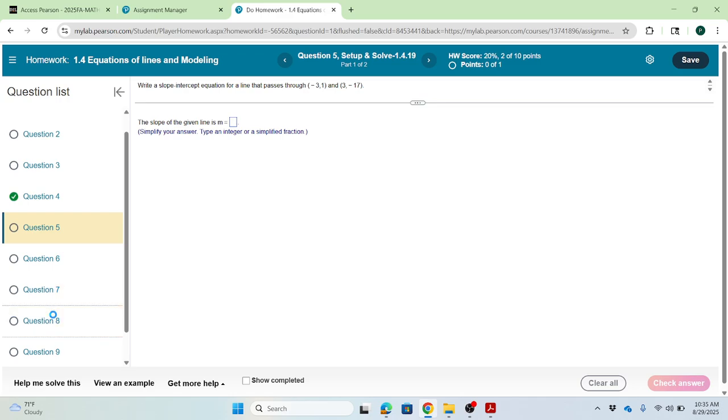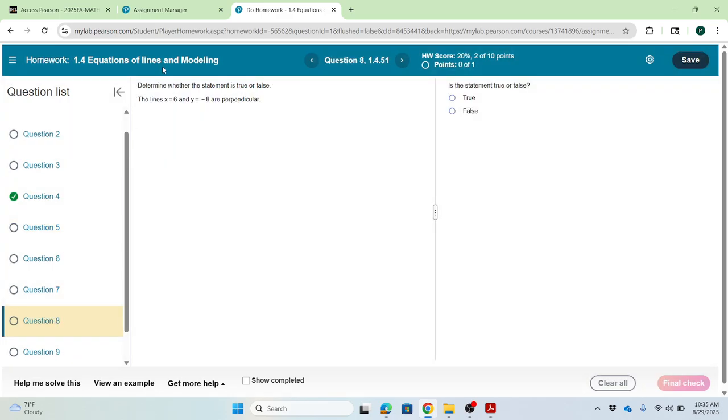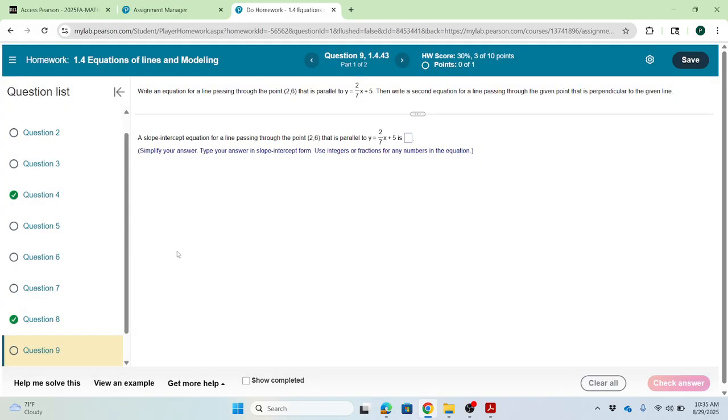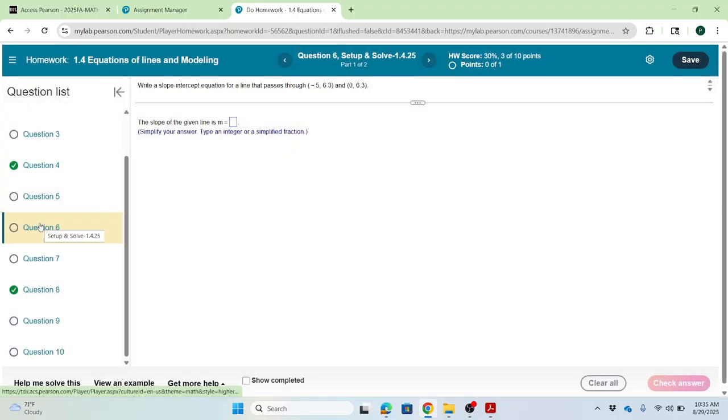Let's say this one. Determine whether the statement is true or false. This is the vertical line and this is the horizontal line, so it's supposed to be perpendicular all the time. That's right. Let me do one more, or let's go to question number 6.